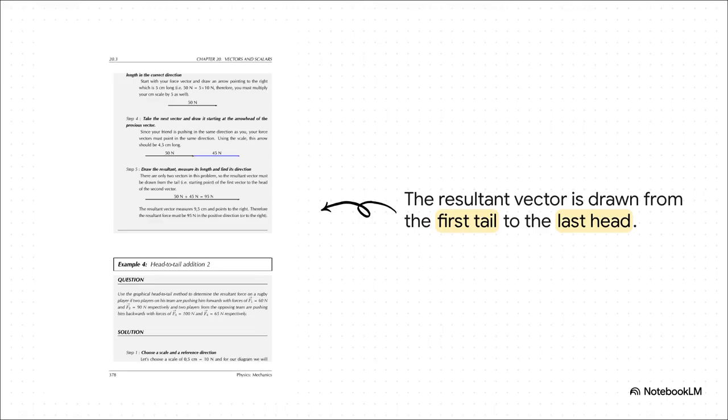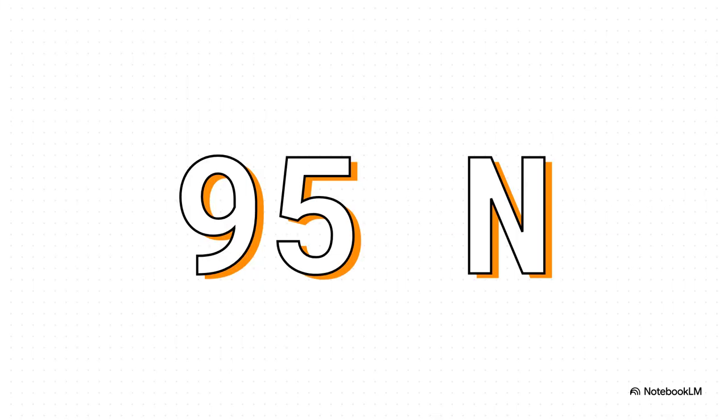Seriously, you just draw one new arrow that starts at the very beginning, the tail of the first vector, and ends at the very end, the head of the last one. This big new arrow, that's your resultant. It represents the total combined force. And boom! When we measure the length of that big, final arrow, using whatever scale we set up, we find out its magnitude is 95 newtons. The total force on that car is 95 newtons to the right. See? It all adds up.